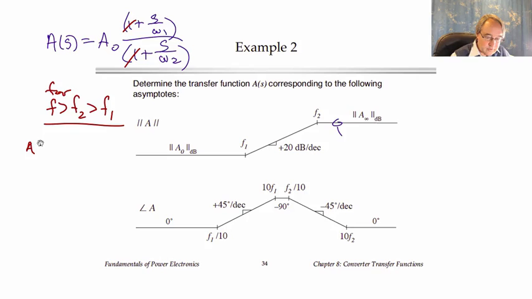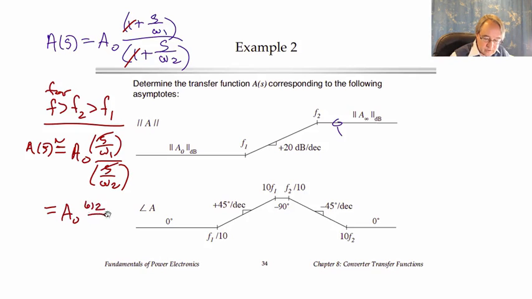So A of S is approximately equal to A naught times the S over omega 1 in the numerator, and the S over omega 2 in the denominator. The S's cancel out, and we get A0 times omega 2 over omega 1, or in terms of F, A0 times F2 over F1. So that's the equation of this high frequency asymptote.